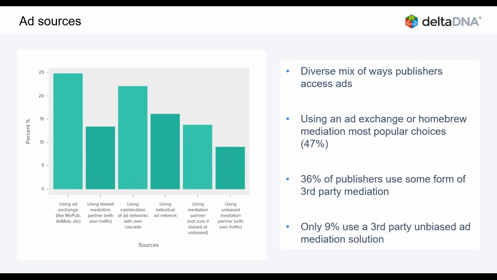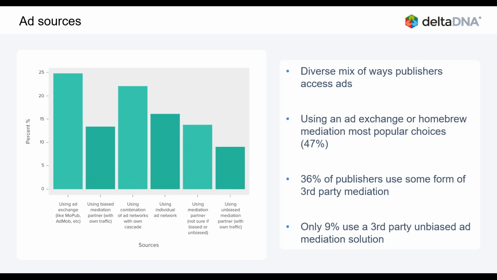Most people in our survey, but that's only sort of 25%, said they were using a kind of MoPub or an AdMob, like a single ad exchange. The next most popular response was actually building your own homebrew ad mediation or ad cascade, so our own ad mediation solution. And then actually only 36% of people, if you add up all these numbers, were using any kind of third-party mediation. And then an even smaller number using unbiased mediation.